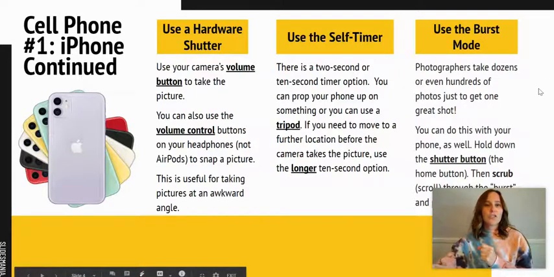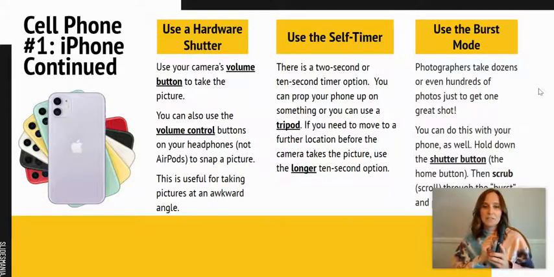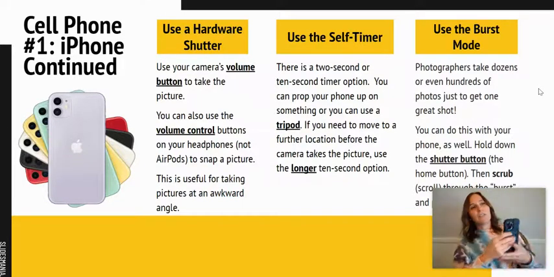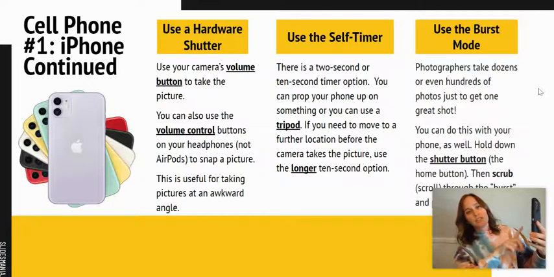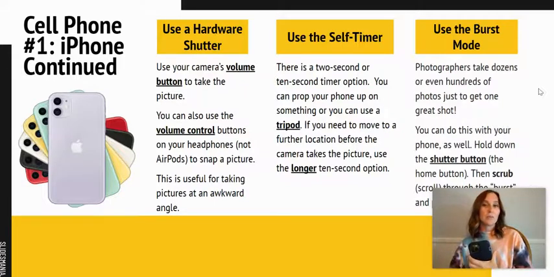Use a hardware shutter. What that means is you can use the camera's volume button to take a picture. You can also use the volume buttons on your headphones, not AirPods, but if you have the headphones with a volume up and a volume down, you can use those to snap a picture. This is useful for taking pictures at an awkward angle. So again, if you are taking a picture of something and you're reaching to touch the shutter button, you might move your phone. However, using the volume can help you hold the camera more still in order to achieve a clear picture and not a blurry one.